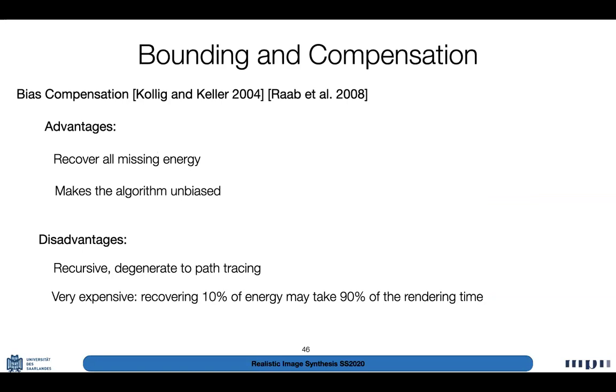But the problem is that you can easily imagine this process recursively becoming large, which means your path may become really large before it gets out of the bounded contribution region. That means it kind of becomes path tracing after that, and as a result the whole process becomes super expensive. Just to give you an example, recovering 10% of the energy here can take 90% of the rendering time, which might not be a good trade-off.